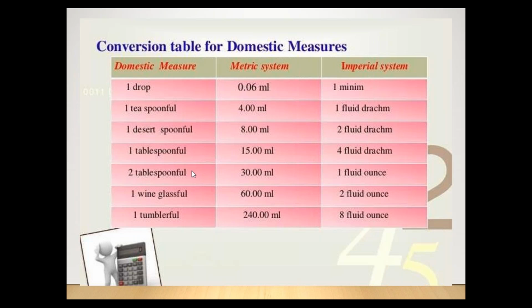1 teaspoonful is 4 ml. A teaspoon is naturally a little larger than a drop. So that is 4 ml, and in the imperial system it is 1 fluid dram.